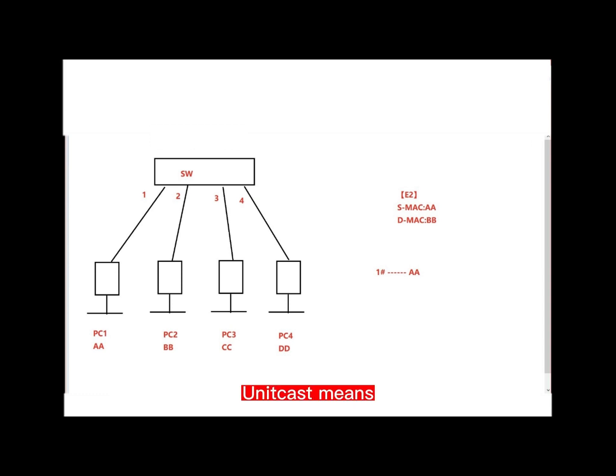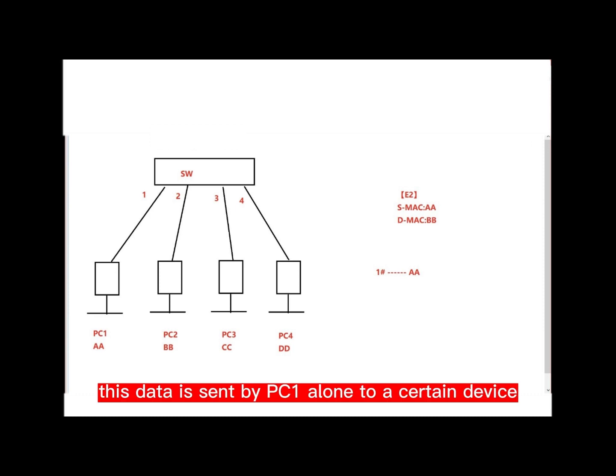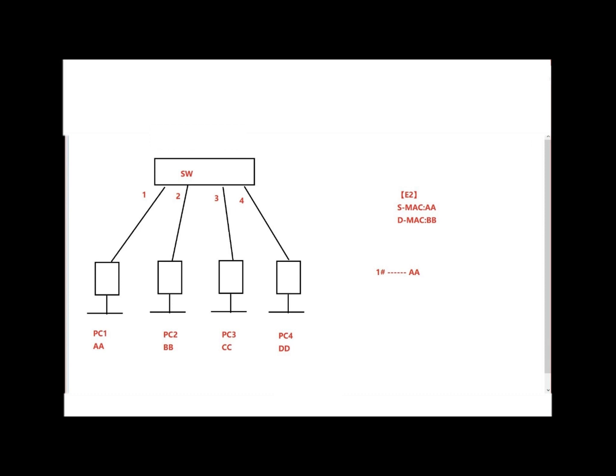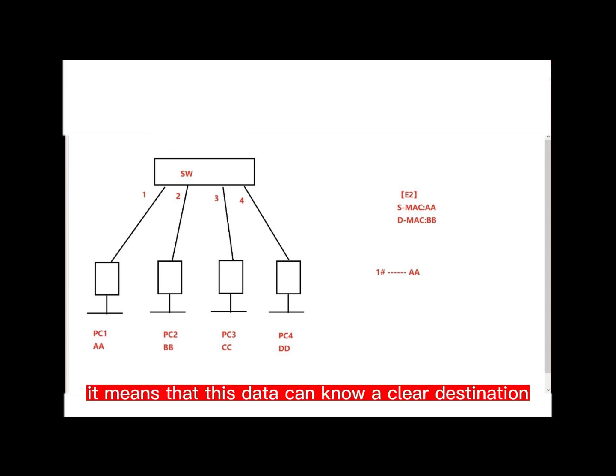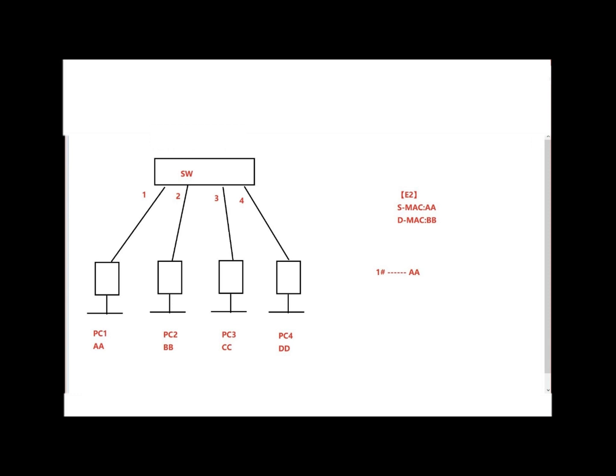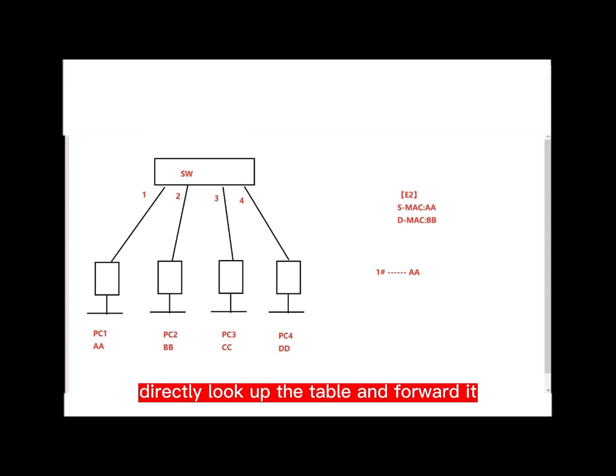Unicast means this data is sent by PC1 alone to a certain device, that is, sent to a certain MAC address alone. The switch looks up the table. If there is an entry, it means this data has a clear destination. This is a known unicast data frame. If you know it, directly look up the table and forward it.